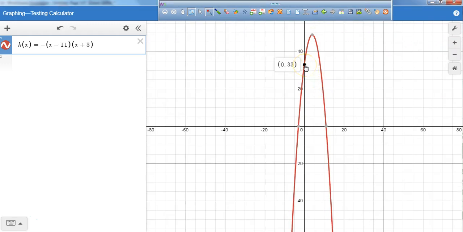Once again, we're going to go over this point. At the time of takeoff, it was 33 meters high. After 4 seconds, it reached a maximum height of 49 meters. And after 11 seconds, it hit the ground. So once again, that's your y-intercept, that's your maximum. That 4 represents the seconds that it takes to reach its maximum height of 49 meters. And after 11 seconds, it hit the ground at 0.